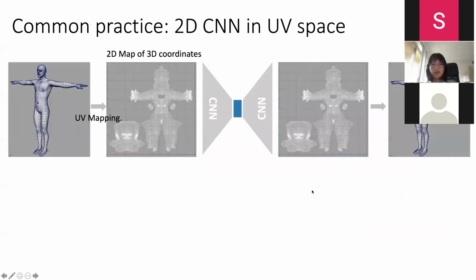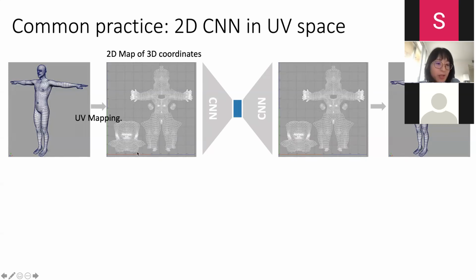Sorry. One common practice, which I still see in recent papers, is that since we have very mature CNN technology on 2D images, why couldn't we just project the 3D mesh to a 2D image? In this school of method, people have this 3D mesh of a human, and then through UV mapping, by cutting the mesh and deforming the mesh, you can map the 3D mesh onto a 2D grid, or as I said, a 2D image.